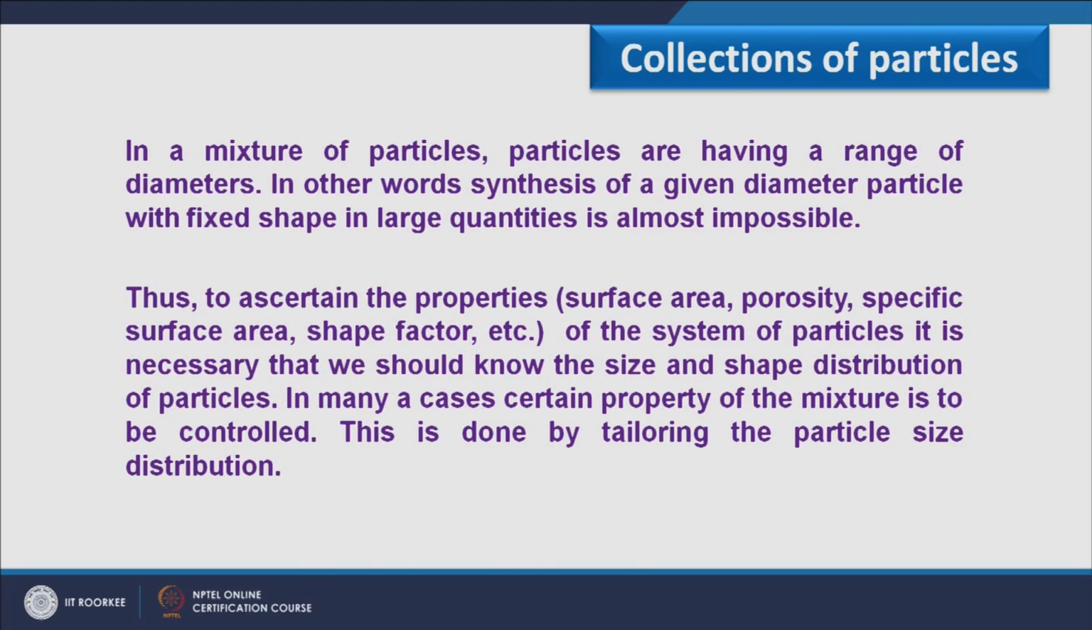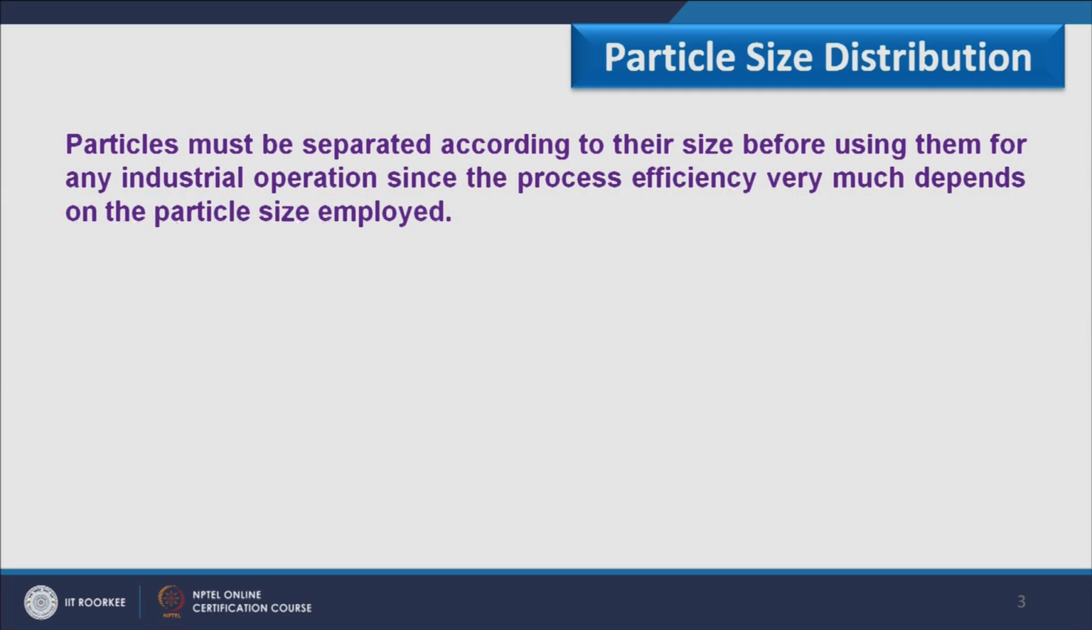In many cases, a certain property of the mixture is to be controlled. This is done by tailoring the particle size distribution. So, the particles must be separated according to their size before using them for any industrial operation, since the process efficiency very much depends on the particle size employed.